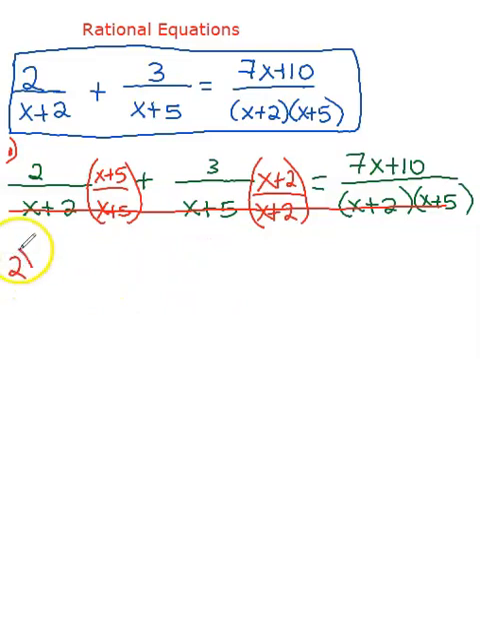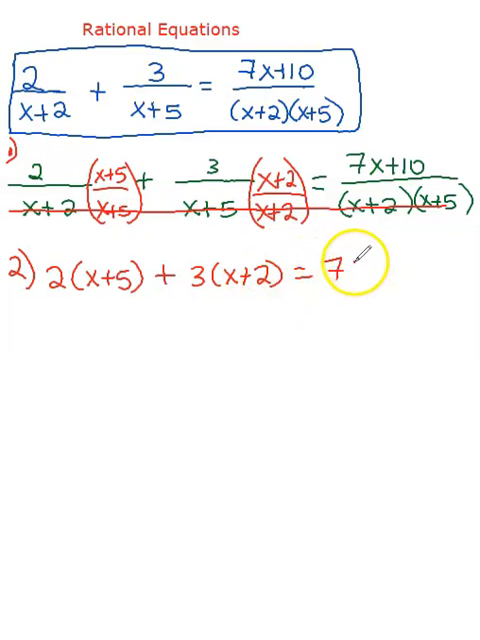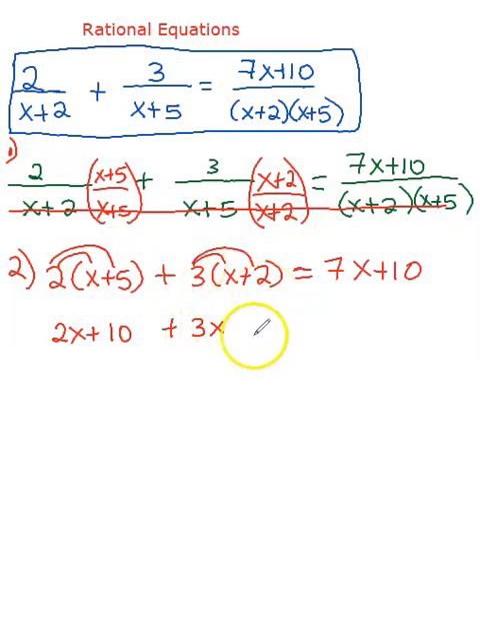Okay, now step number 2. Let's write out the top. 2 times x plus 5, plus 3 times x plus 2, equals 7x plus 10. Okay, so then we're going to distribute like this. 2 times x is 2x. 2 times 5 is 10. 3 times x is 3x. And 3 times 2 is 6. Equals 7x plus 10. Okay, so far so good in that second step.